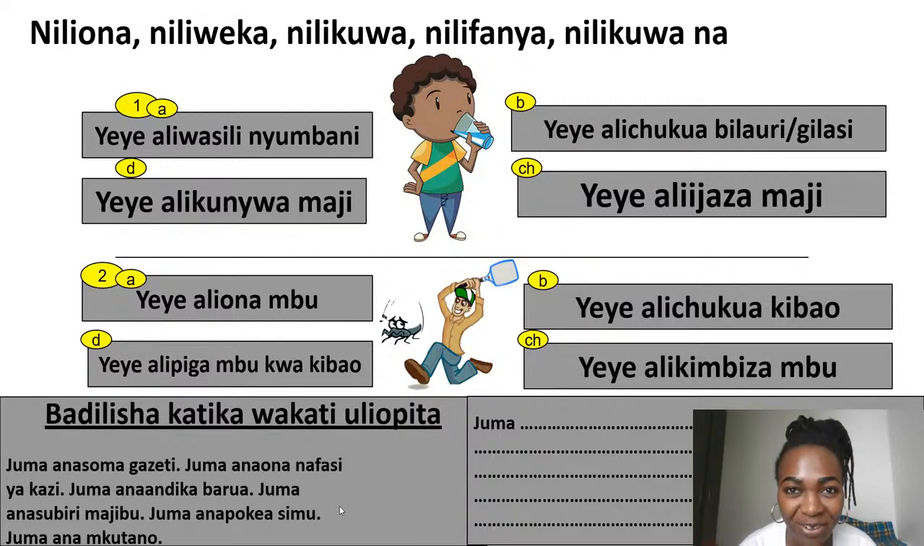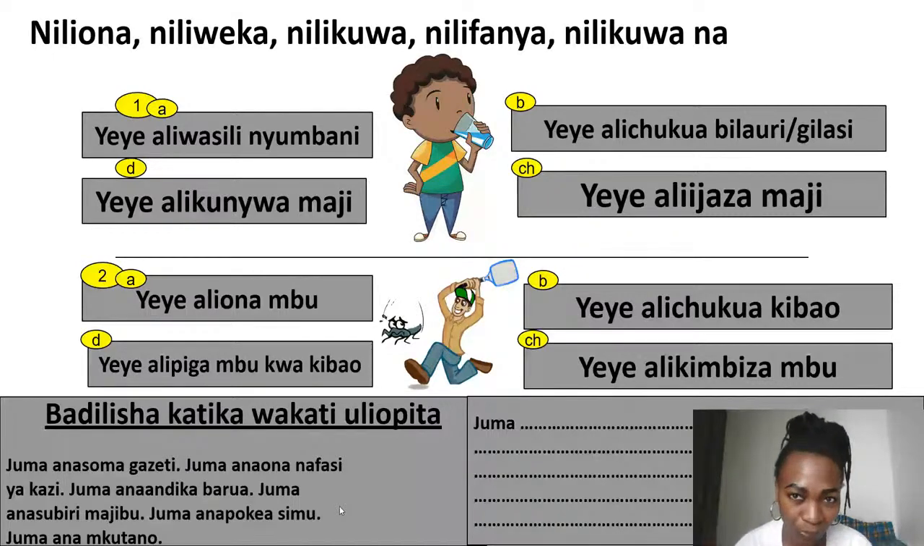This is a typical scenario in Kenya, because those people who don't like sleeping under a mosquito net will really fight the mosquitoes. This person seemed like he was fighting a mosquito. So it's advisable for you to sleep under a mosquito net because mosquitoes cause malaria. But now in this case, yeye aliona mbu.